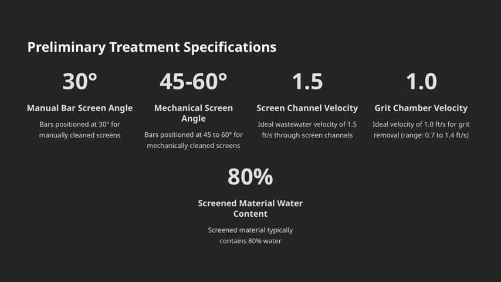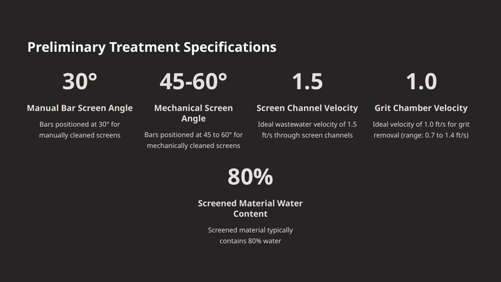Now, let's take a closer look at the preliminary treatment specifications. First, the manual bar screen is typically set at a 30-degree angle. This means the bars are positioned at 30 degrees to help with manual cleaning, making it easier for operators to remove debris. Moving on, the mechanical screen is designed with a steeper angle, generally between 45 and 60 degrees. This steeper angle facilitates more efficient mechanical cleaning, helping to handle larger volumes with less manual intervention.